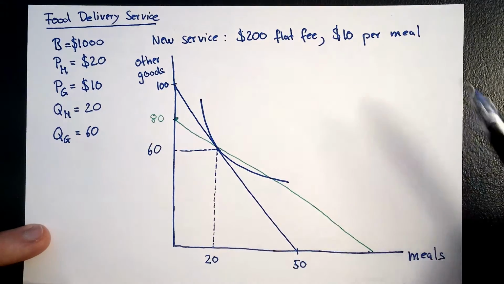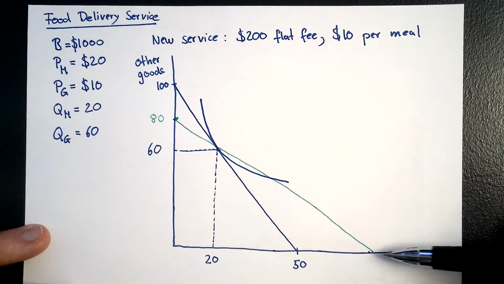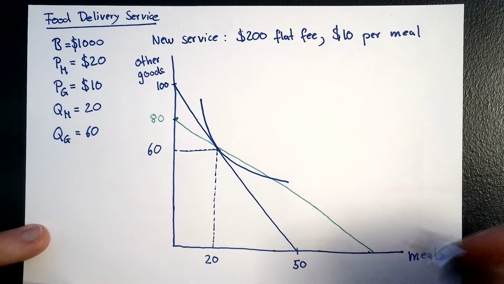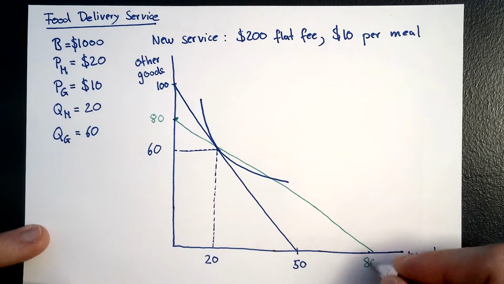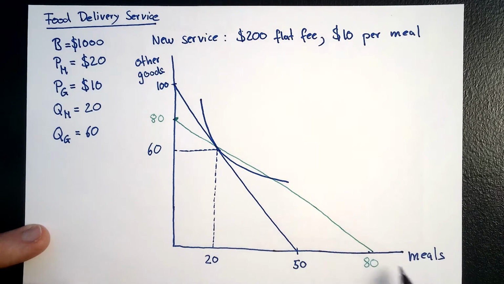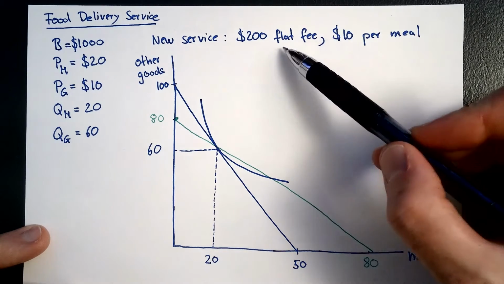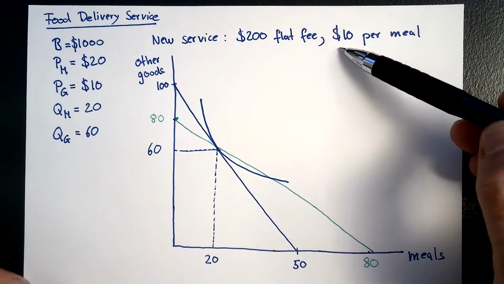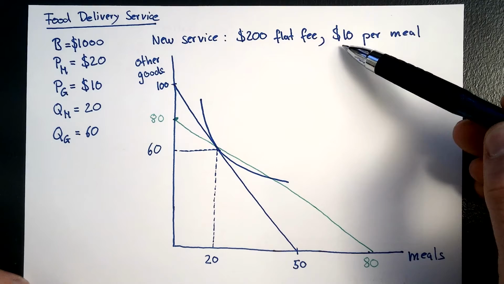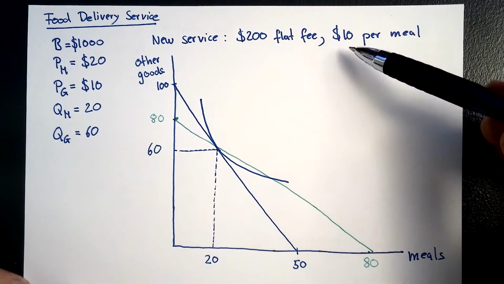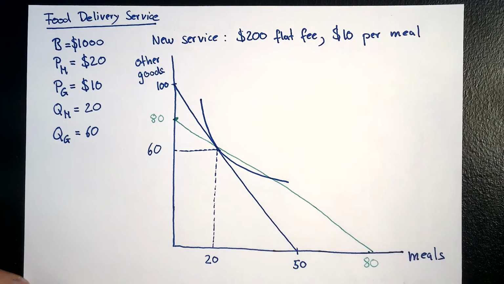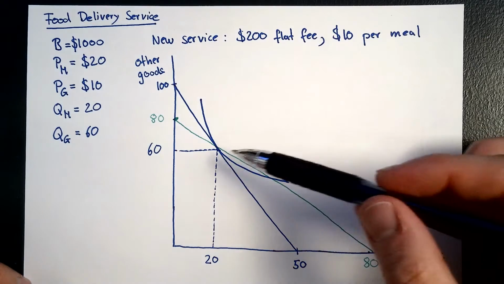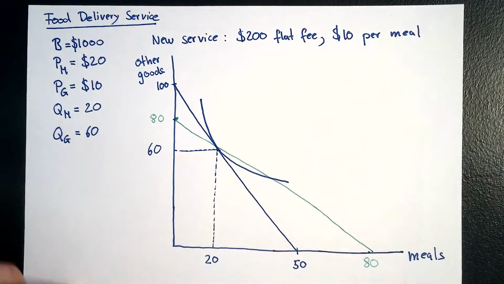And if we are spending all our income on meals, then we could purchase 80 units of meals, right? $1,000 minus 200, the flat fee. We have $800 remaining, and then the per meal cost is $10. 800 divided by 10 would give us 80 meals. Now the question is, would we switch the food service?